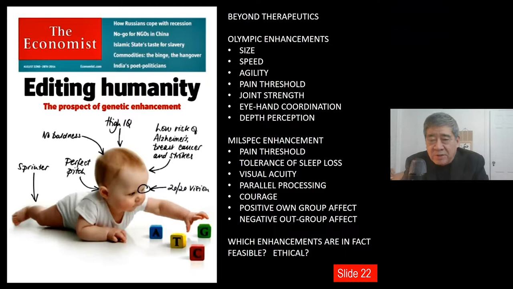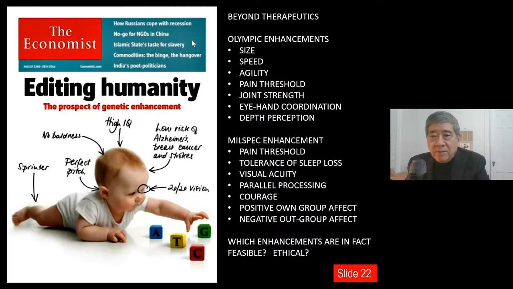But there is also call for approaches to do enhancements. We're sitting in the middle of the Winter Olympics, and you can imagine certain national teams proceeding to be growing athletes with those attributes in the upper corner. And you can imagine militaries wanting mil-spec enhancements, including pain thresholds and parallel processing and courage, and maybe even positive own group affect and negative outgroup affect. Risk here goes beyond simple appraisals of environment and health. We're talking here about ethical issues and a need for discussions in advance on what would constitute appropriate and inappropriate applications of the technologies.